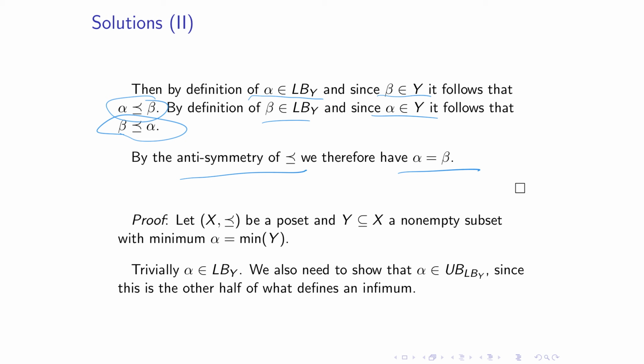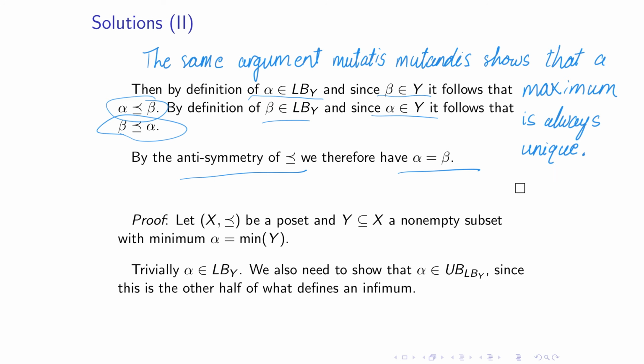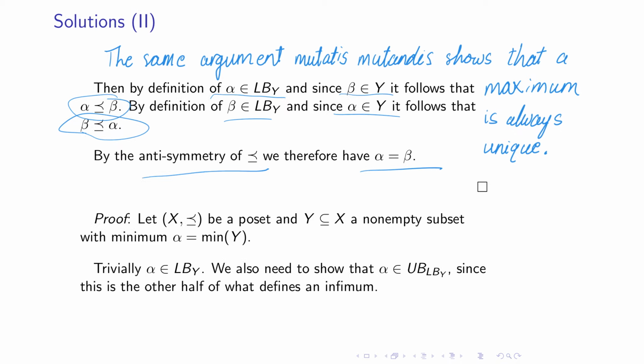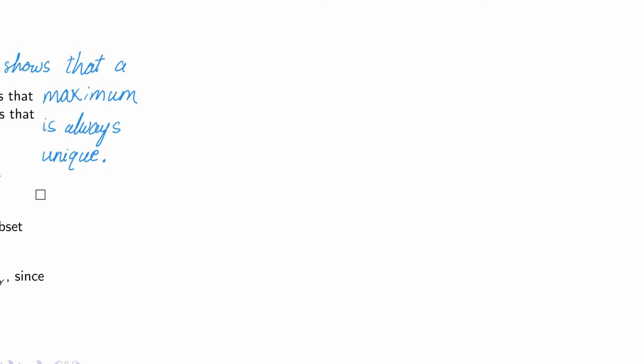Now, I will comment right now that the same basic argument, mutatis mutandis, applies to a maximum. So whenever a set has a maximum, then that maximum is always unique. And as a last minute realization, I wanted to do the same kind of argument for a supremum and an infimum, so I'll do that now.